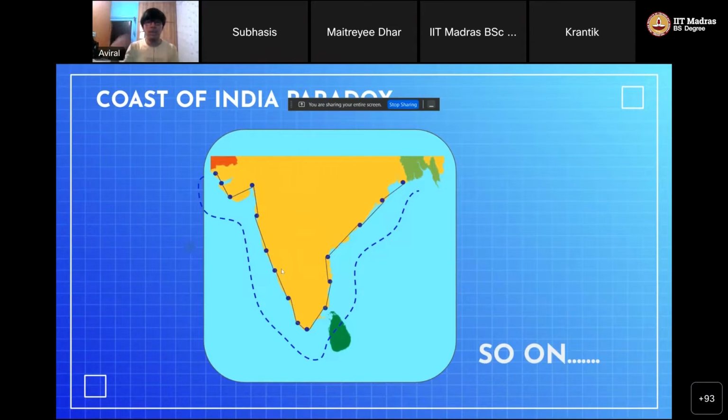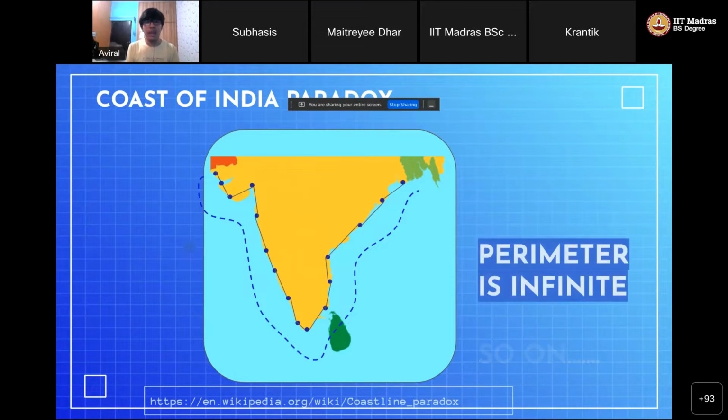I can do it so on and so forth, and I can try to measure each molecule, but that's not possible. So it turns out that the perimeter can be infinite, because if I try to measure the molecules or the oceans and the beaches, it's very complex. This is also called the coastline paradox. People saw it with the coast of Great Britain, but I just saw it with the coast of India because it's familiar.